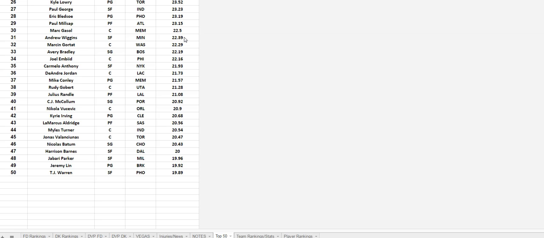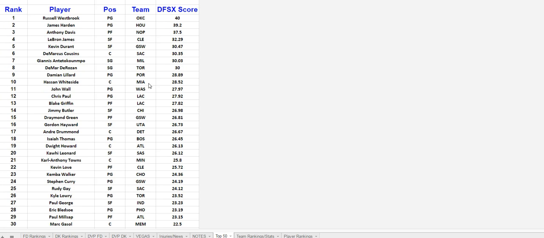So these scores, 22.39, 22.29, between Gortat and Wiggins. Wiggins barely edges out Gortat on fantasy production. That's basically what that tells you. Same thing for all the players. So you can see here, Russell Westbrook is pretty much killing the game right now. James Harden, Anthony Davis, these three guys are the top three studs in the NBA right now.